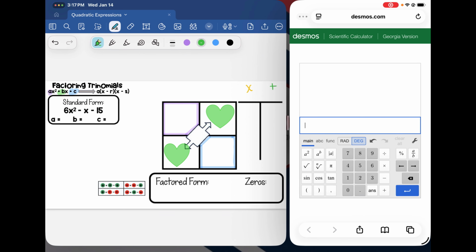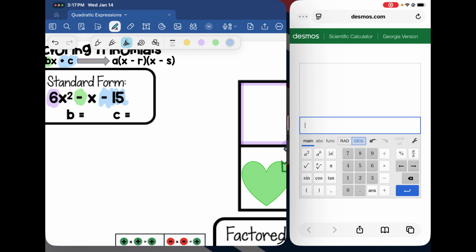All right, let's look at our last example for today. They gave me the standard form 6x squared minus x minus 15. And I must identify A, B, and C: A in front of my quadratic term, B in front of my linear term, and C is my constant, which does not have a variable.